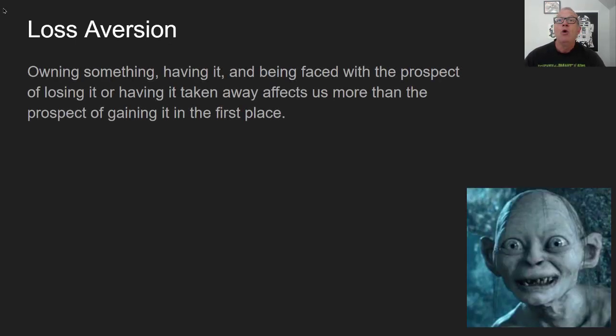Okay, so what's going on here? Well, loss aversion is this phenomenon that owning something or having it, or being faced with the prospect of losing it or having it taken away, affects us more than the prospect of gaining it in the first place.